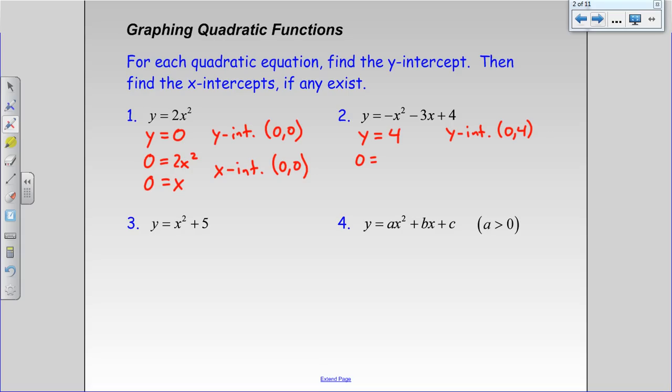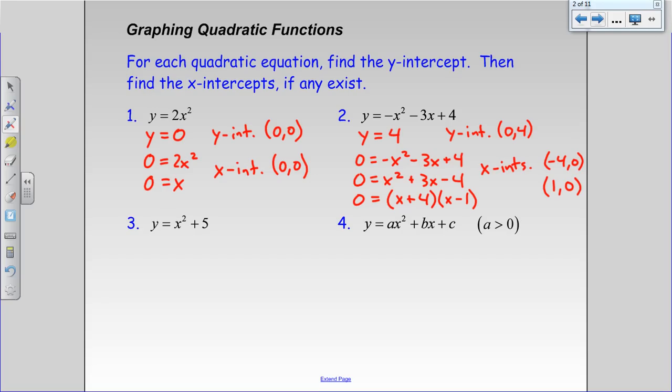We set y equals 0 to find the x-intercepts, and we obtain the equation 0 equals -x squared minus 3x plus 4. Let's multiply each term by -1, and then we can solve this quadratic equation by factoring the right-hand side and using the zero product principle to see that x is either -4 or +1. This means that the parabola has two x-intercepts. One of them occurs at -4, 0, and the other occurs at 1, 0.